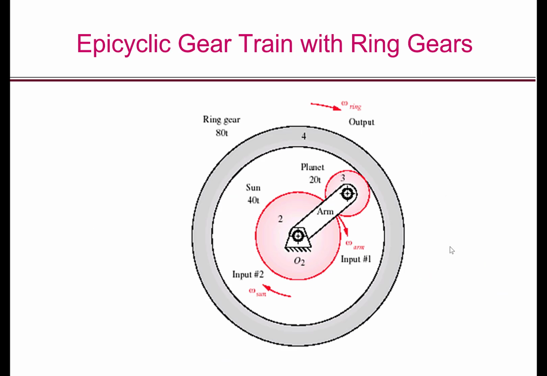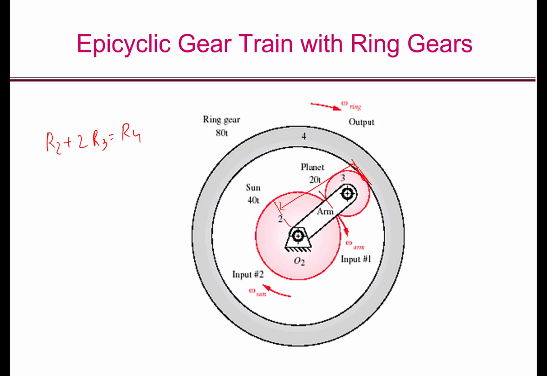Let us now look at the epicyclic gear train with ring gears, or the planetary gear train. So in this gear train, there is a sun in the middle, there is a planet and there is an outer ring, and the arm connects the sun and the planet. In this system also, there is a constraint between the number of teeth on the 3 gears. Note that R2 plus 2R3 is equal to R4, where R2 is the radius of the sun, 2R3 is the diameter of the planet, and this whole length is R4, which is the radius of the ring gear.